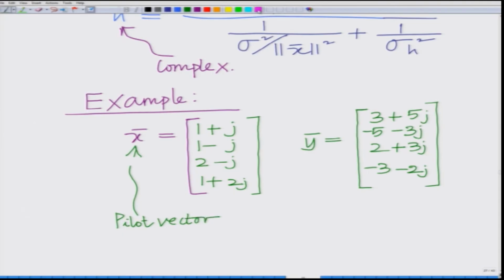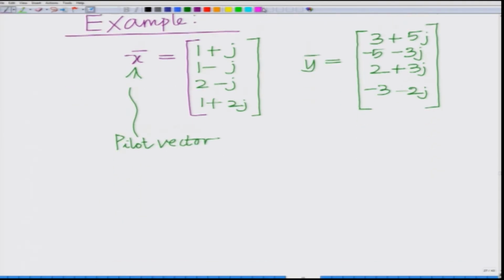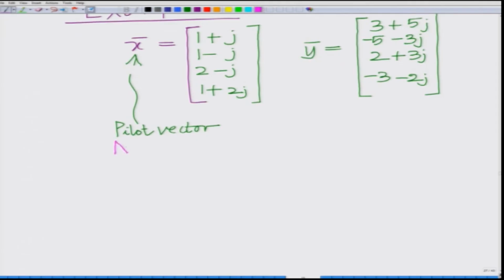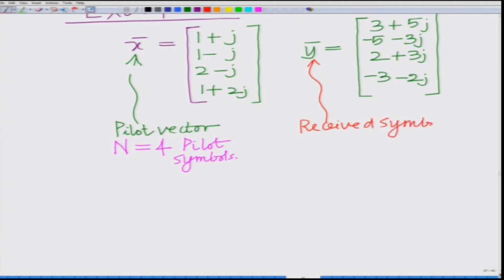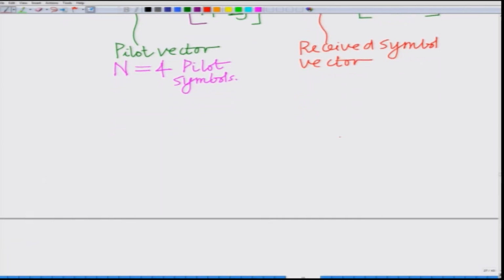And you can clearly see the pilot vector is 4 cross 1, which implies there are n equal to 4 pilot symbols. Okay. Now, y bar corresponds to the received symbols; this is the vector of received symbols.